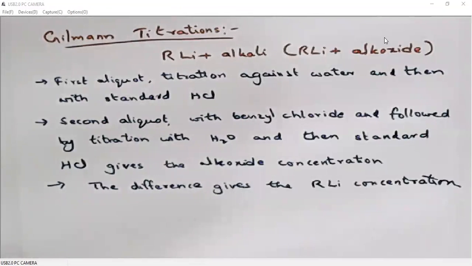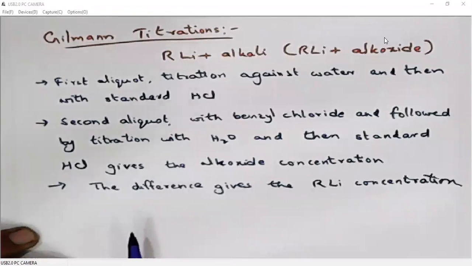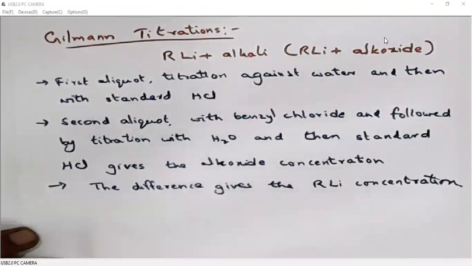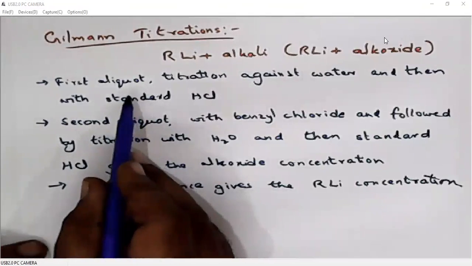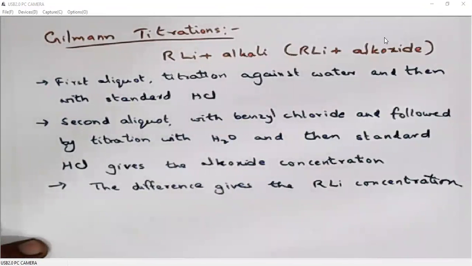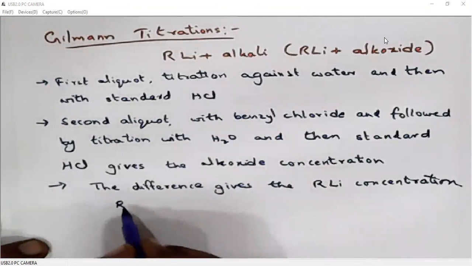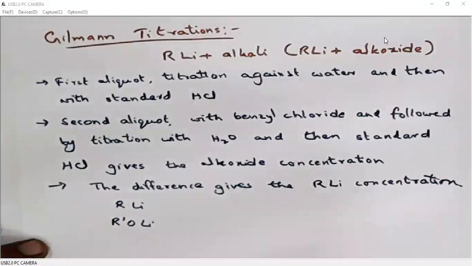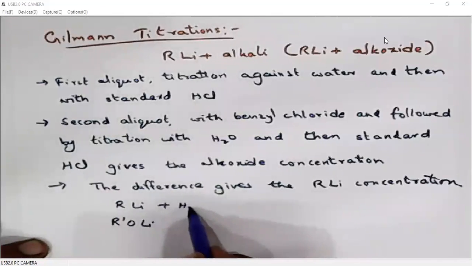What is this Gilman double titration experiment? We will mix some unknown concentration of alkyl lithium as well as a base, generally an alkoxide. So the mixture will be divided into two parts. The first aliquot, the first part, we will titrate against water and then with the standard HCl. What we have is some alkyl lithium and some base, alkoxide. When we titrate it with water, what happens?